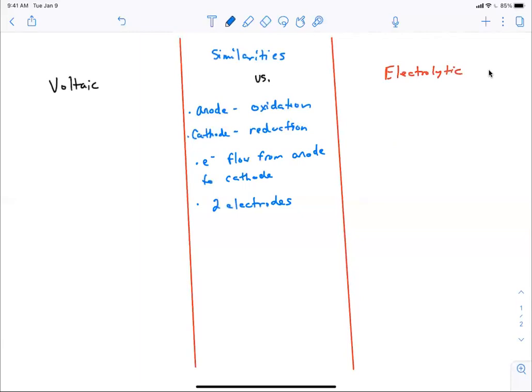You have two electrodes. In both voltaic and electrolytic, you have two electrodes. You also have an electrolyte or electrolytes, depending on which type of cell you have, but you do have something that's conductive, a conductive solution or liquid, depending on if you're talking about molten and things like that. So you will have an electrolyte.